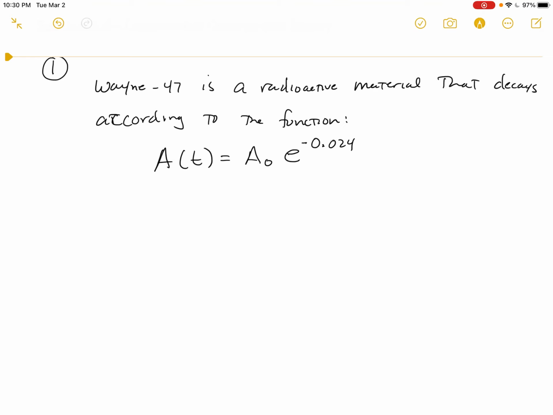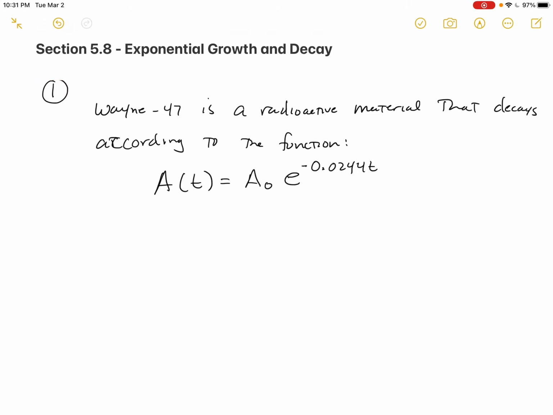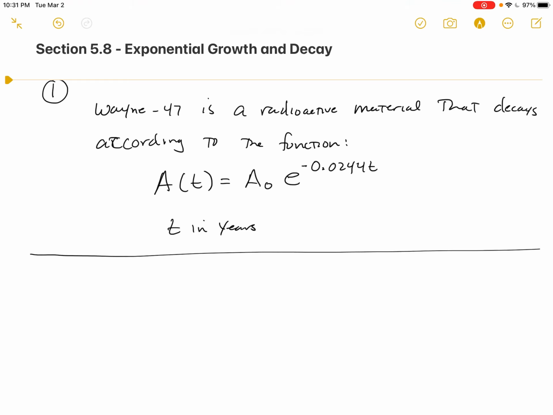negative 0.024 for t. Sorry, just making sure I'm seeing that right. I'm looking at your homework, and it says where A0 is the initial amount present, and A represents the amount after time t in years. So t is in years. T can be in days or whatever. It really just depends. And most radioactive material is in years, but I have seen some in thousands of years as well. Okay, so that's the equation that we have.